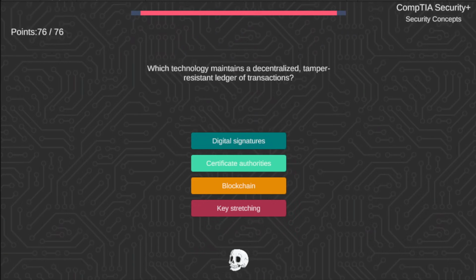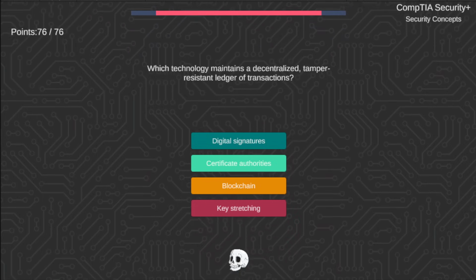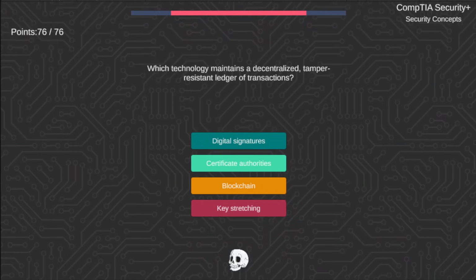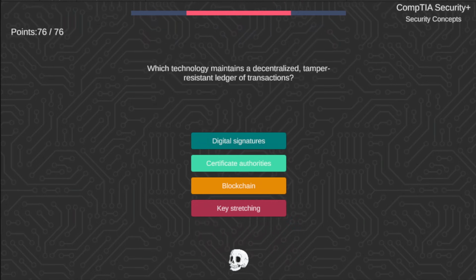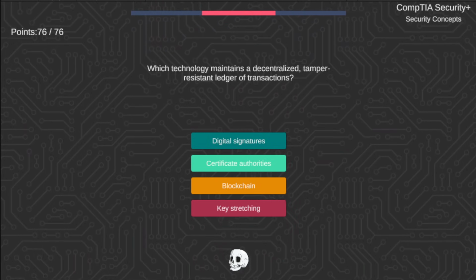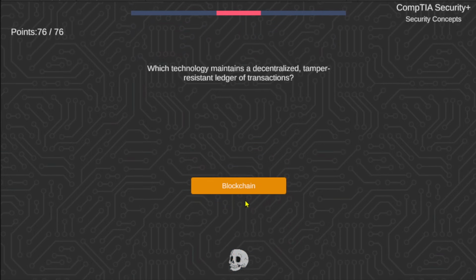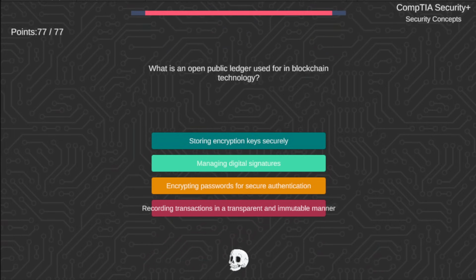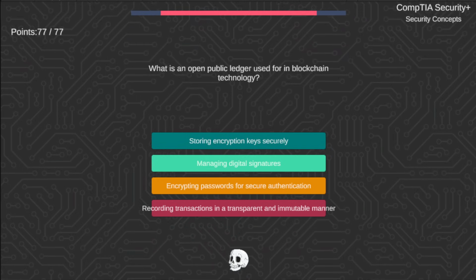Which technology maintains a decentralized, tamper-resistant ledger for transactions? Digital signatures, certificate authorities, blockchain, or key stretching? Decentralized, tamper-resistant ledger. Everyone knows this. This is 2025. Everyone knows this is blockchain. Even people that don't understand tech, even my grandma understands blockchain, because that's the world we're living in.